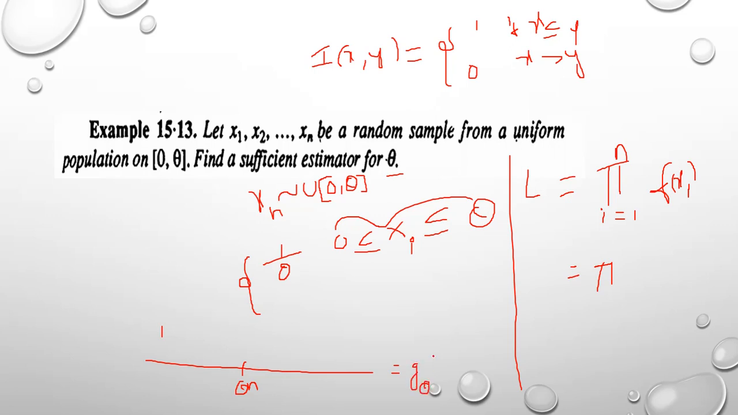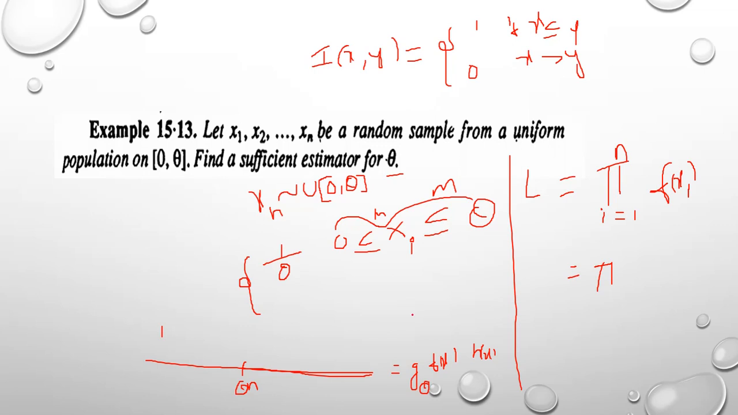G of theta times h of x. If you understand this graph, you can easily say what the sufficient statistic is. Here, from 0 to xi is the minimum and from xi to theta is the maximum. In the graph, where the total data lies, that is the sufficient statistic, meaning where you get the most information is the sufficient statistic for the given data.